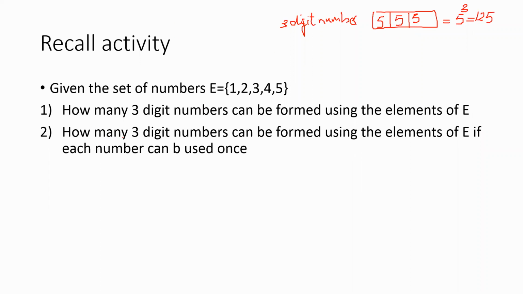Part 2. How many 3-digit numbers can be formed using the elements of E if each number can be used only once? This is part 1, and this is part 2. Here it says different digits. Okay, 3 different.